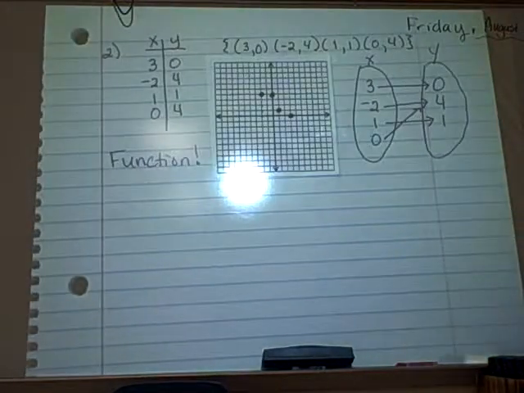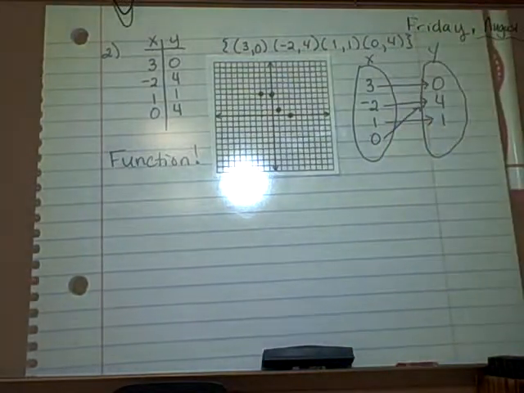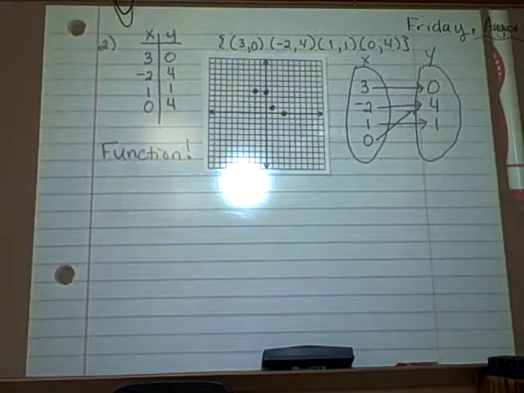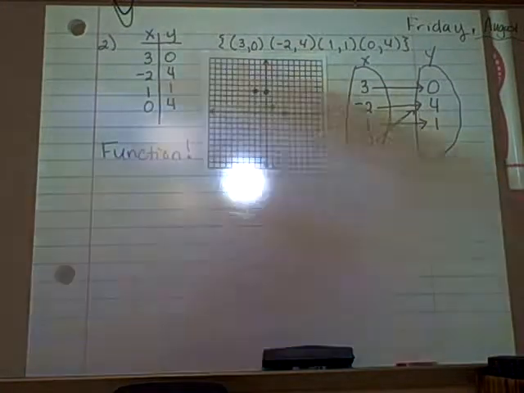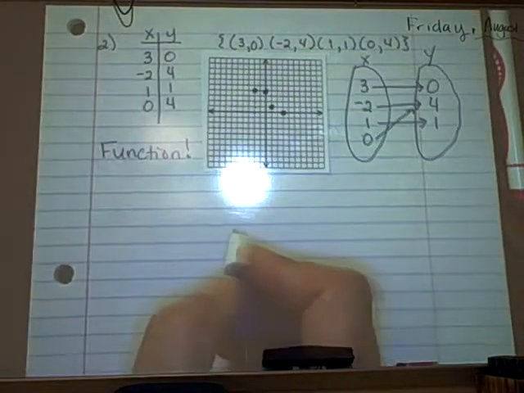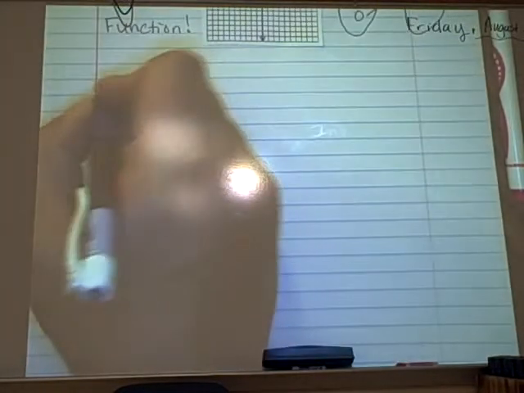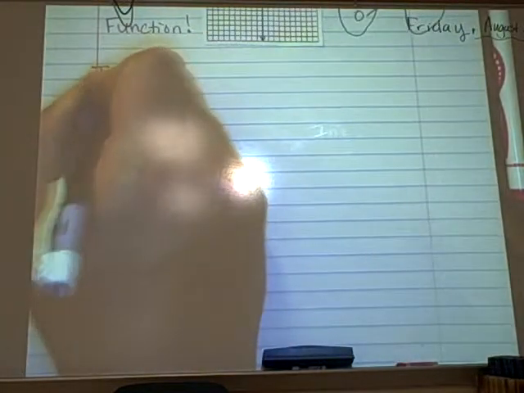Okay, so now we're going to look at the variables that are in functions, and we're going to do two definitions, and then we're going to draw a picture. And then we're going to do the little word problems that are on that notes page. They're really not word problems, you're not having to do much math. Okay, so our first definition is the independent variable.